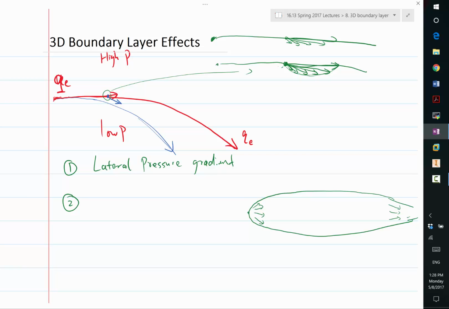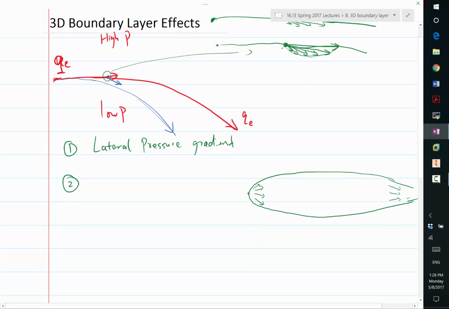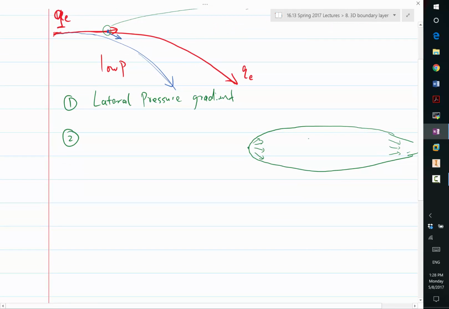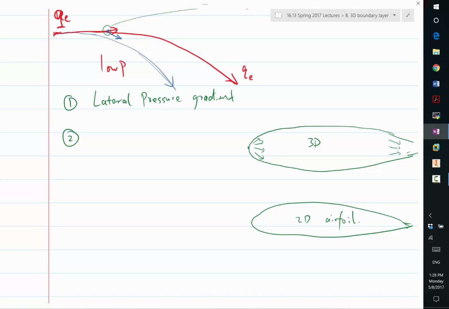What kind of effects do you think this divergence and convergence of streamlines has on the boundary layer? Another way to ask is: if I can measure the pressure distribution over this submarine, and I can match the same pressure profile with an airfoil, so let's say this is 3D, and I can match the same velocity profile with a 2D airfoil, how is the development of the boundary layer different between the axisymmetric 3D case and the 2D case?